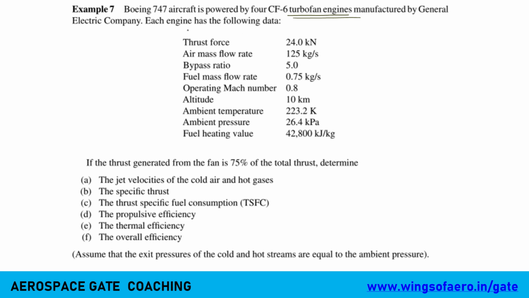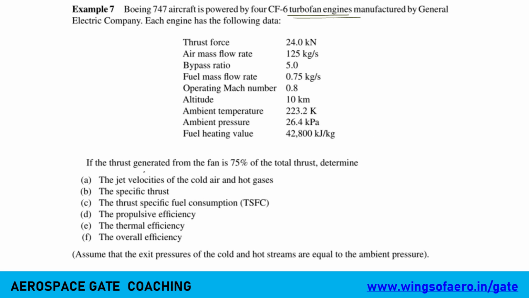Now each engine has the following data: thrust force, that is thrust, they have provided; air mass flow rate, that is m dot a, is given; bypass ratio they have given as 5; then fuel mass flow rate, that is m dot f, is given; then operating Mach number is given; altitude they have given. Based on the altitude, their ambient pressure and temperature are also given, and the CV value, that is fuel heating value. They can give different names: calorific value, fuel heating value, all are the same. Basically it is a CV value.